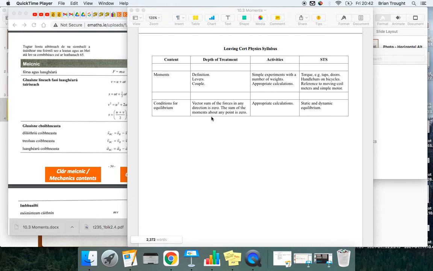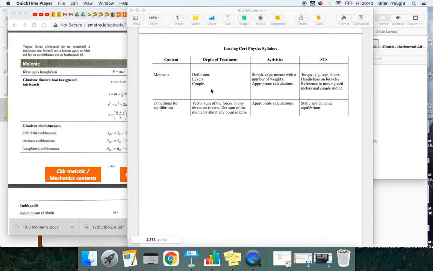The second one is saying that the sum of the moments is 0, so there's no turning effect caused by the force either. So for a body to be in equilibrium, it can't be accelerating and it can't be rotating. That's what that's actually saying there. You should be able to do calculations on it, and we'll have a quick chat about static versus dynamic equilibrium.